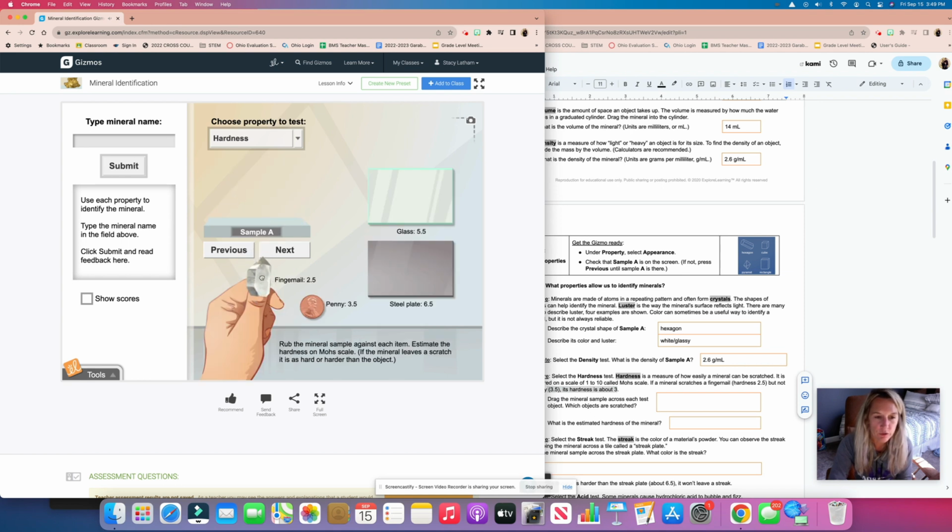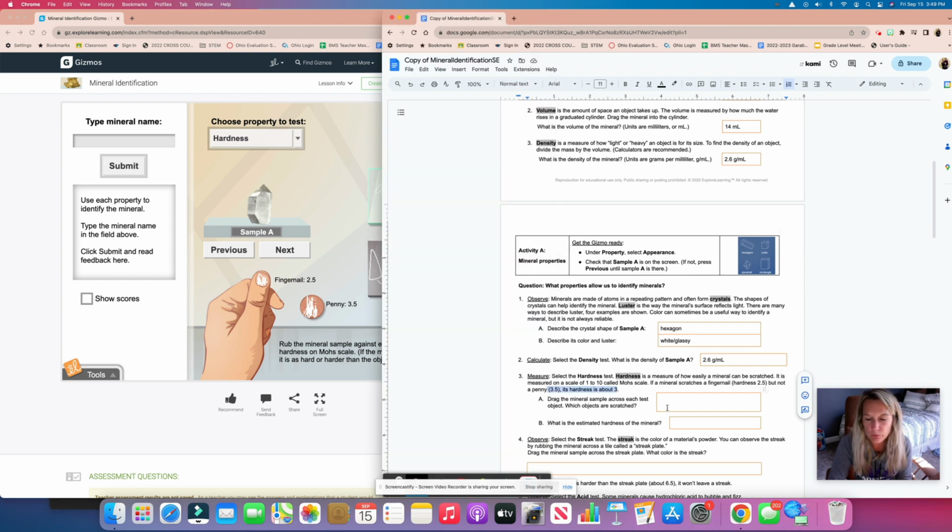All right, so we're going to rub it on the fingernail. It definitely leaves a scratch. Then we're going to try it on the penny. It scratches that. So it has to be harder than the fingernail. It also has to be harder than the penny because it's scratching it. Ooh, it's harder than the glass, so it has to be harder than a 5.5. But it's actually harder than the steel plate as well. So it has to be harder than a 6.5 as well.